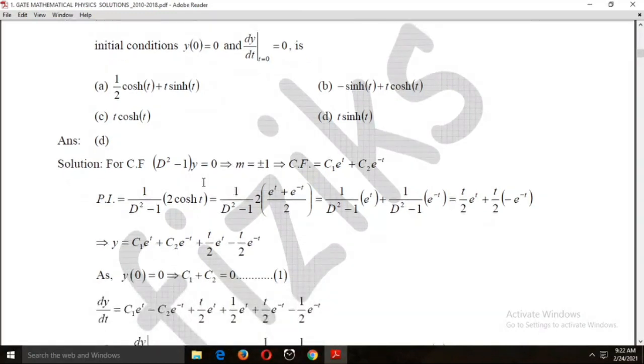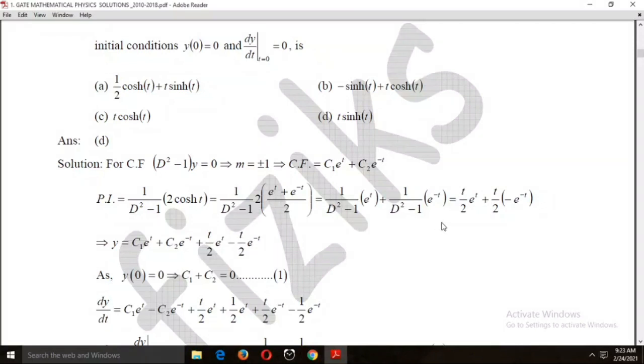We first calculate the complementary function. The auxiliary equation will be m square minus 1 equal to 0, so m equal to plus minus 1. So the complementary function will be c1 e raised to power t plus c2 e raised to power minus t. And the particular integral will be 1 upon D square minus 1 acting on hyperbolic cos t. Hyperbolic cos t can be written as e raised to power t plus e raised to power minus t, divided by 2.